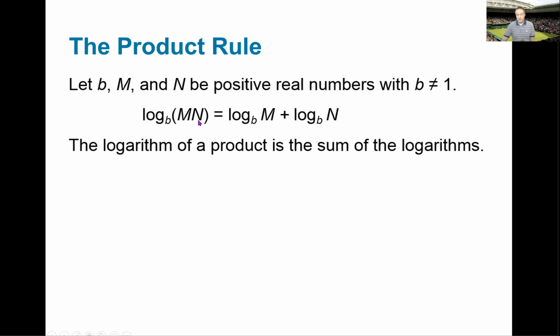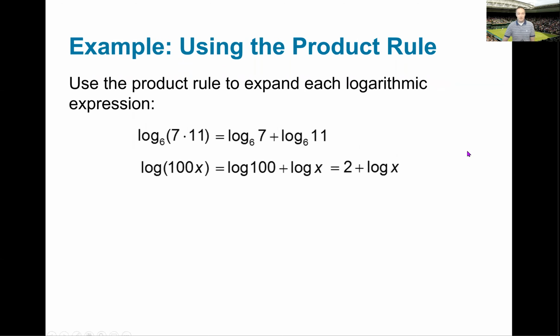Now, I've just done that with two terms in there, but however many terms you had in there multiplied, that's how many separate logarithmic terms you would have. So if I had five terms in there being multiplied, I would separate it as five separate logarithmic functions all being added to one another. So that's a key component up here, is that the logarithm of a product is the sum of the individual logarithms. Now, to see that in action here, a couple of quick and easy examples.